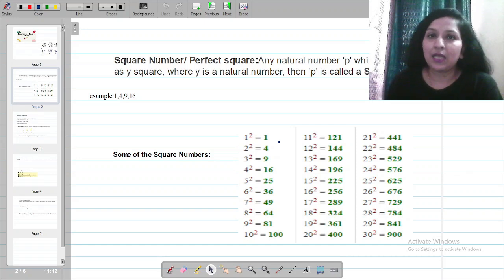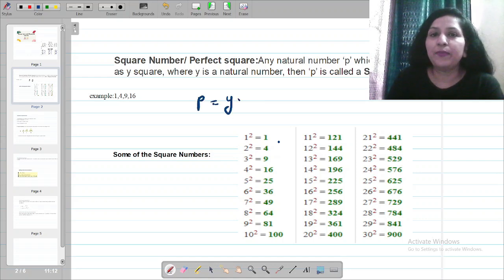Okay, so square number or a perfect square. If you have any natural number, we are not starting with the whole numbers because the smallest whole number is 0, which is not a square number. So if any natural number, let's say it's p, can be written in the form of y square, how to write that? If I have a number p which can be written as the product of two similar numbers y into y or y square, then this natural number p is known as the square number or a perfect square.